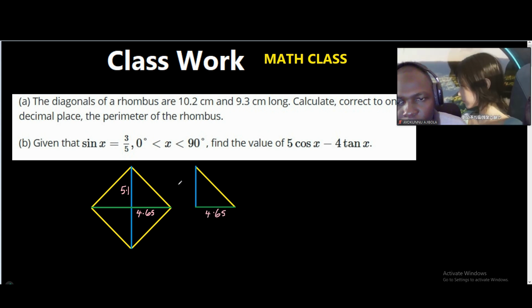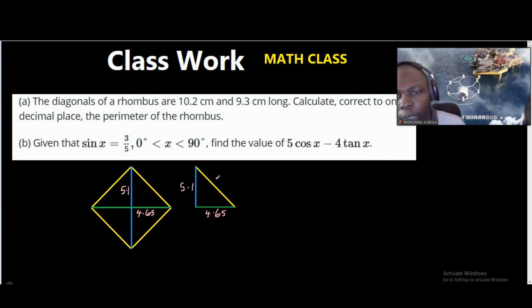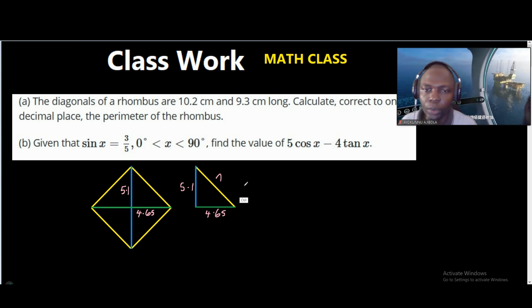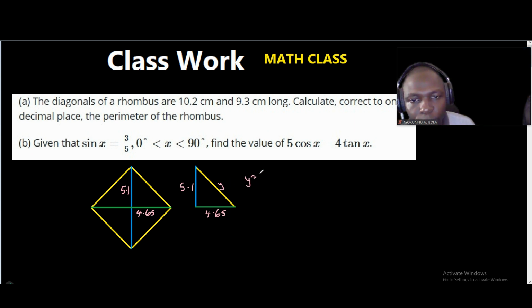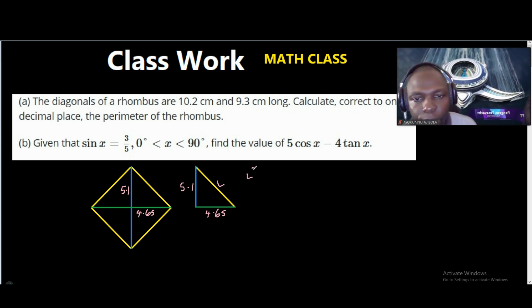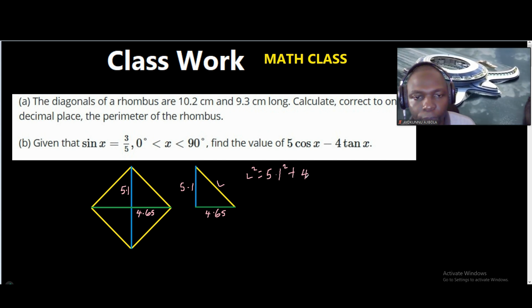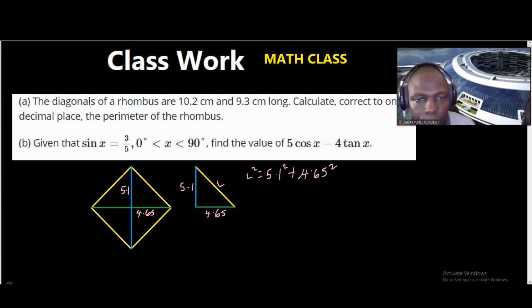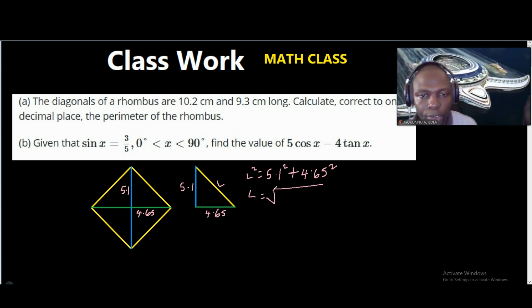Then I have 5.1 for this vertical distance. So I'm looking for this hypotenuse. With Pythagoras' theorem, I can find the hypotenuse. I call it the length L, since it's the length I'm looking for. So I say L squared equals 5.1 squared plus 4.65 squared. Here now, L is going to be the square root of this result.